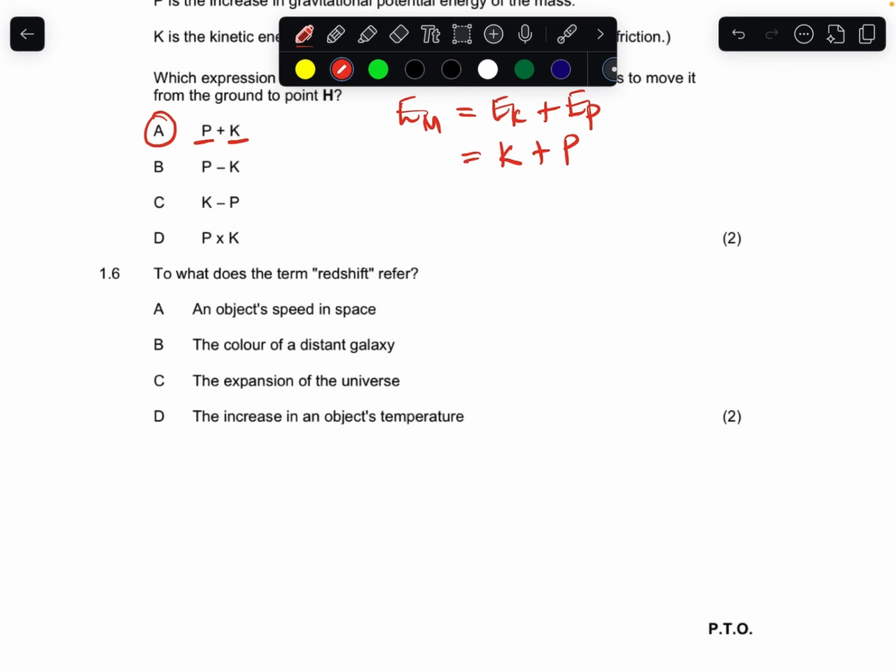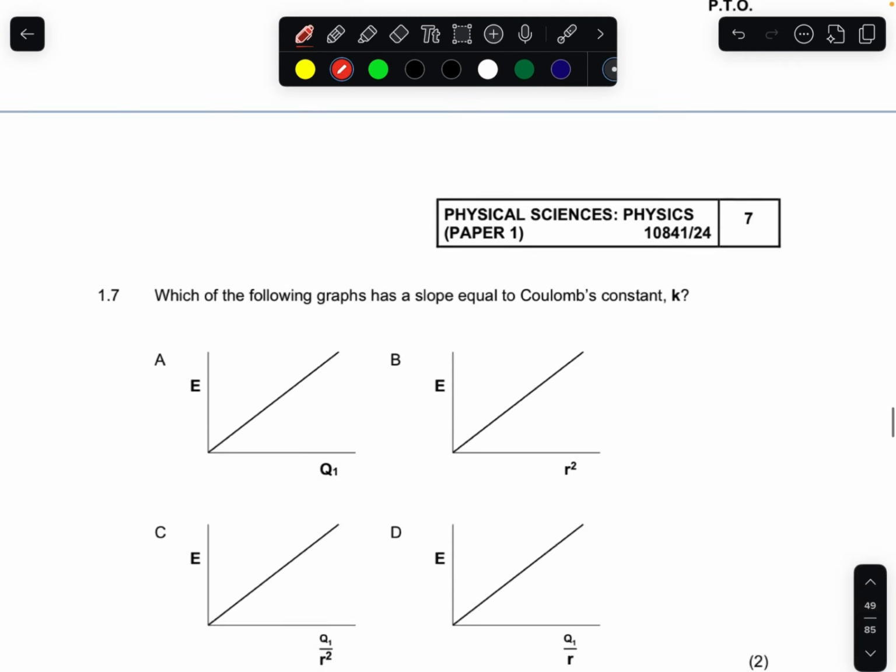So the object speed in a space, it doesn't talk about the speed in a space. The color of a distant galaxy, no. The expansion of the universe, correct. Increase in temperature of objects, no. So the correct answer is 1.6 there.